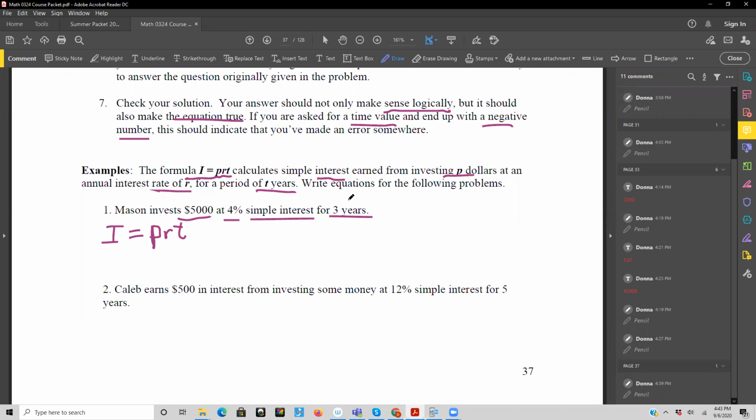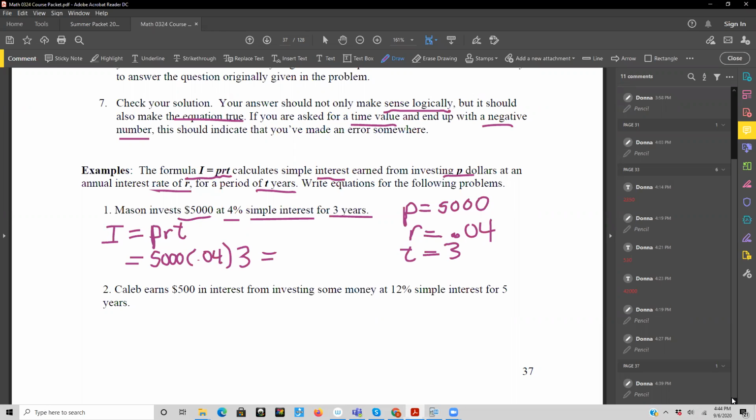So I have to ask myself, 5,000, what's that? Well, that's my starting money, so that's what they call the principal. P equals 5,000. That's my starting value. It's 4%. Well, that's obviously my R, my interest rate. So 4% as a decimal is 0.04. Don't forget to put the 0 in front of it. And 3 years would be time. So if I plug in P, R, and T, what I'm going to get is the interest. The principal is 5,000, the rate is 0.04, and the time is 3. So I'm just going to type that in my calculator.